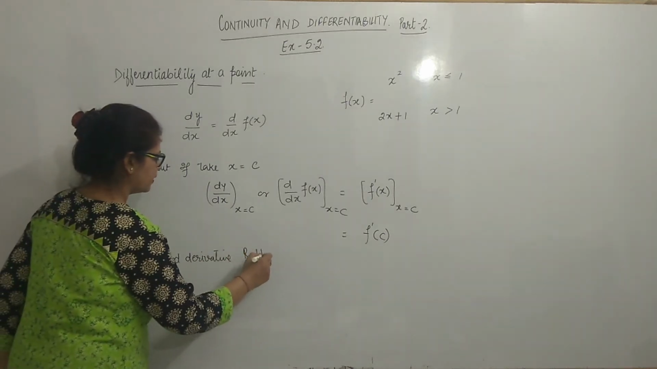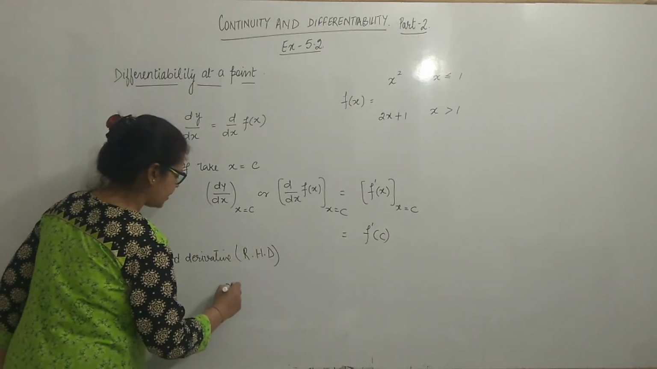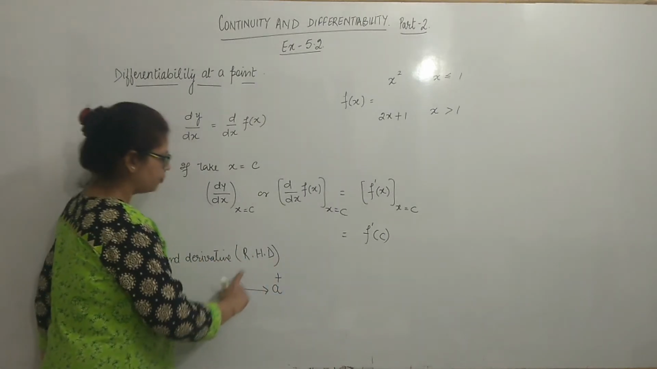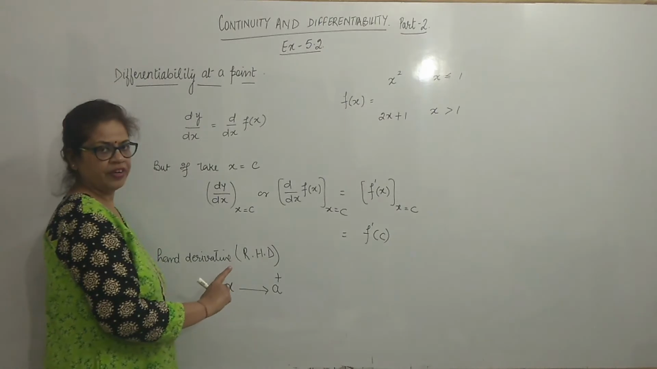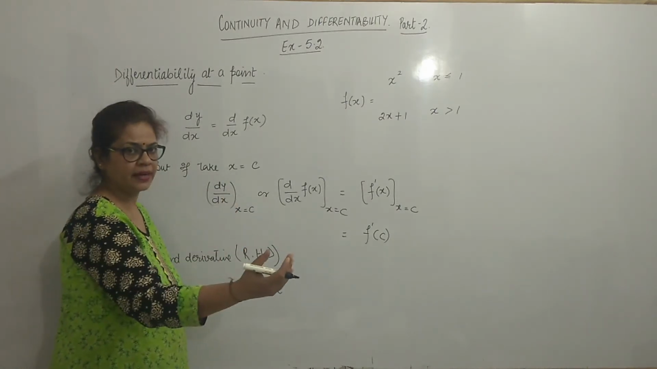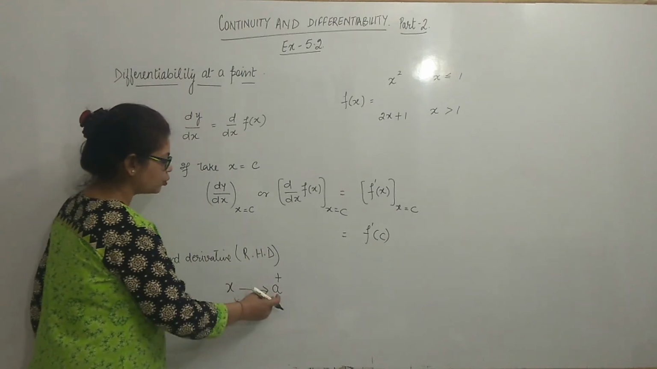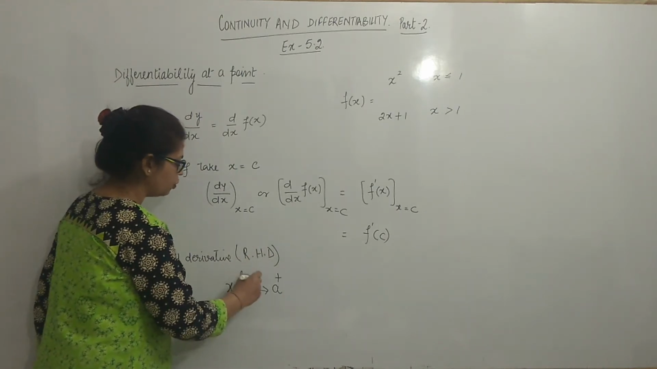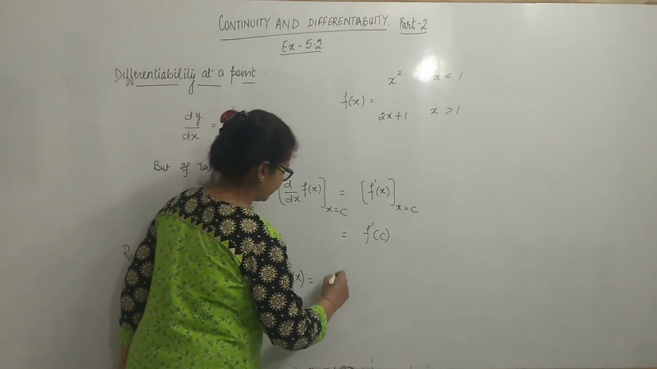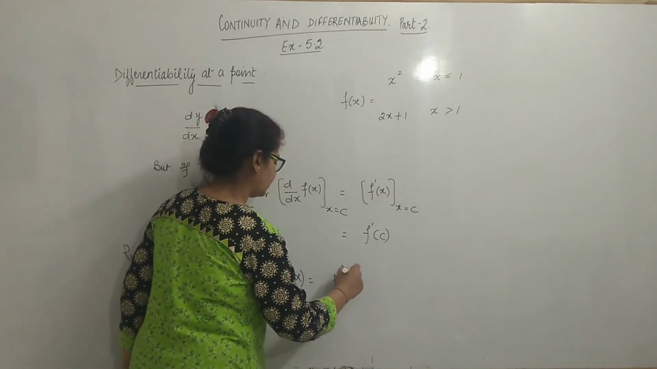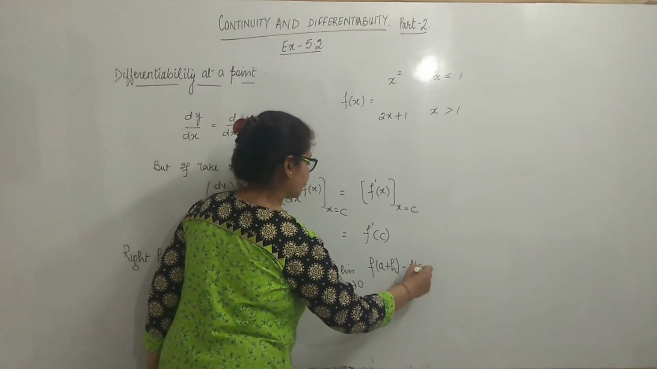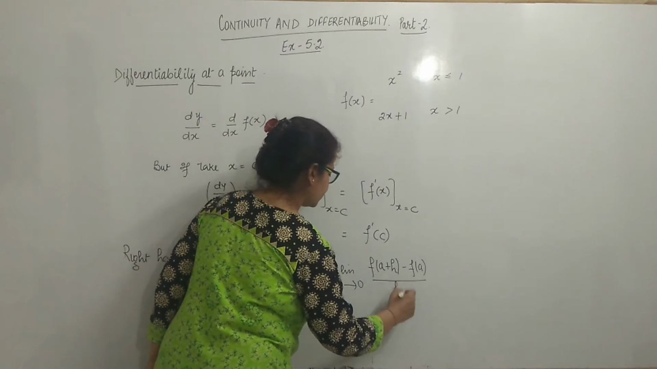that is RHD, x approaches to a plus. That is, when we are checking the derivative of a function at a point and we are finding the right hand derivative, then we are moving x approaching to, the limit is approaching to a plus. So this can be written as the right hand derivative is h approaches to 0 limit f of a plus h minus f a divided by h.